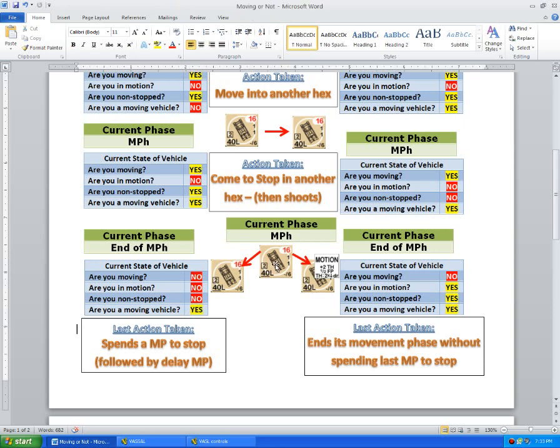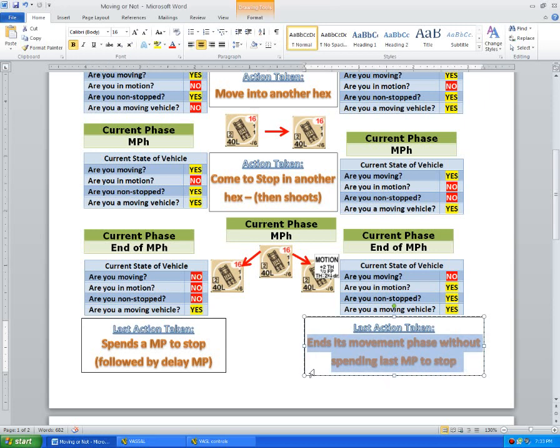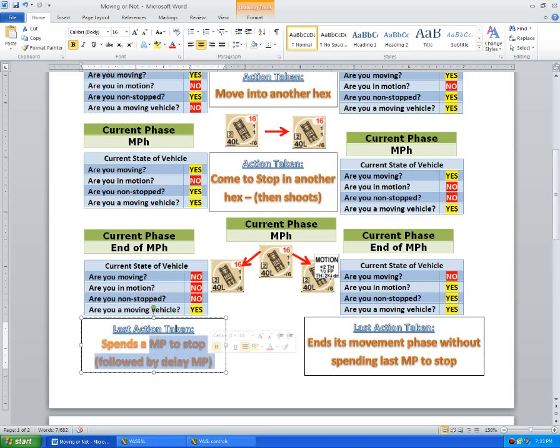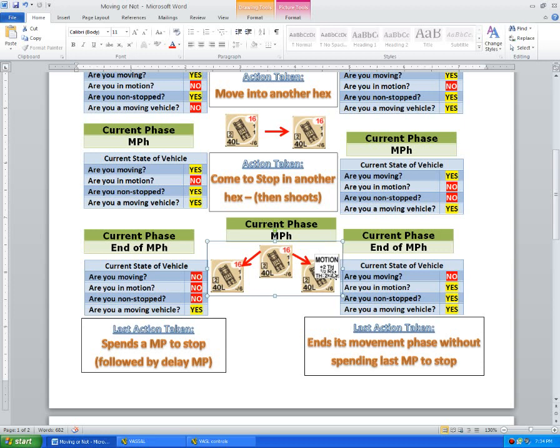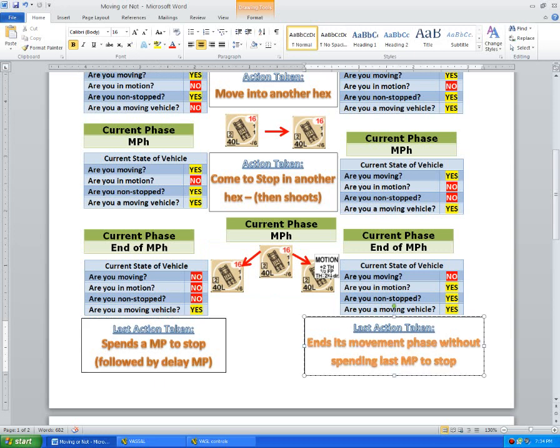The other option with the last movement point you have is to decide not to spend it to stop. So if we end our movement phase without spending our last movement point to stop, and again, when I'm talking about the last movement point, I'm talking about the last movement point before any delay movement points. If you don't spend your last movement point in the movement phase on stopping, then this is what's going to happen. You're going to get a motion counter, and you notice a lot of differences between whether you continue to stop or you don't choose to stop.